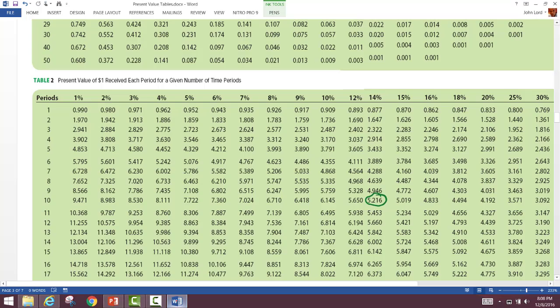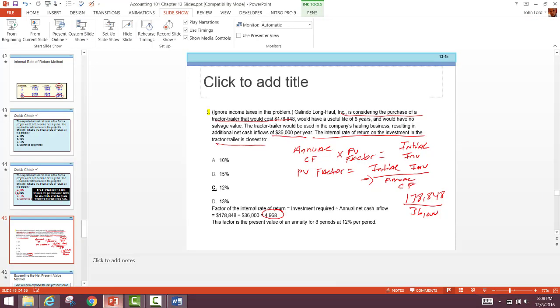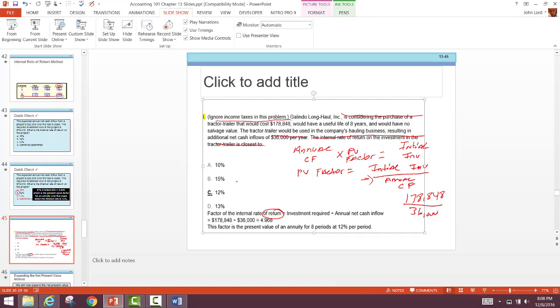And I look for, I'm sorry, how many years was the project? 8 years. 8 years. Good. So I run my finger along the 8 years, and I'm looking for 4.968. There it is. There it is. So my internal rate of return is 12% on this. Okay. And so I come over and take a look, and we had already seen that that's the correct answer. It's 12%, right?